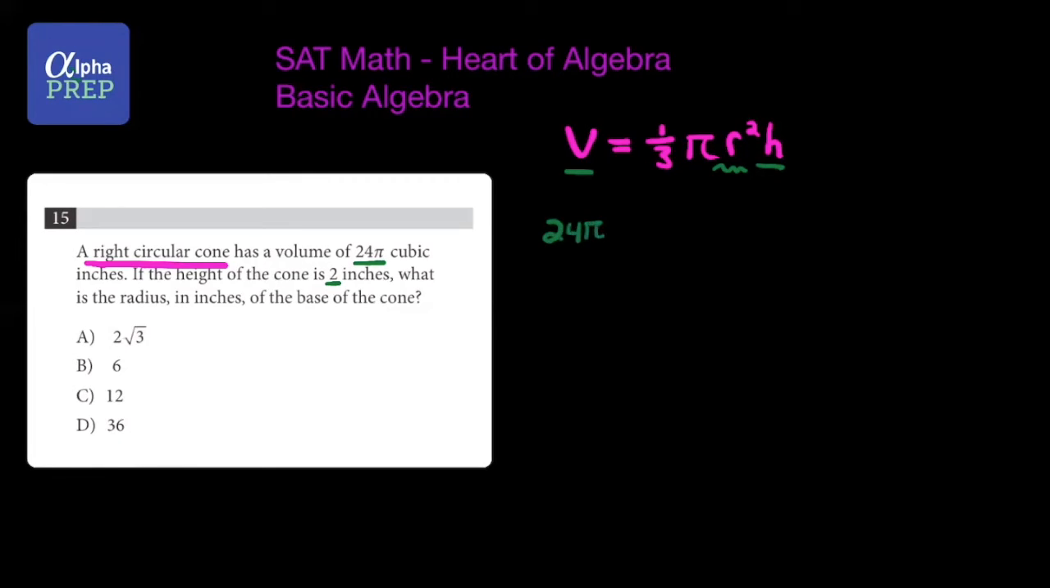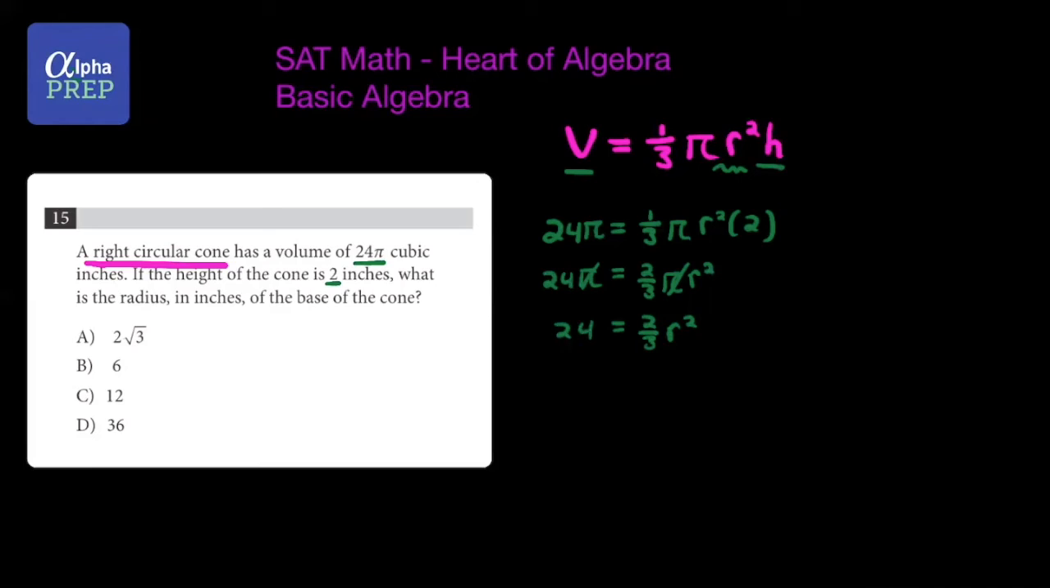So we have 24 pi is equal to 1/3 pi r squared times 2. The first thing that we want to do is combine like terms on the right-hand side. So we're going to combine that 1/3 and the 2 into 2/3 to simplify it into 2/3 pi r squared. And then we can just cancel the pi's on both sides of the equation. So now we just have 2/3 r squared is equal to 24.